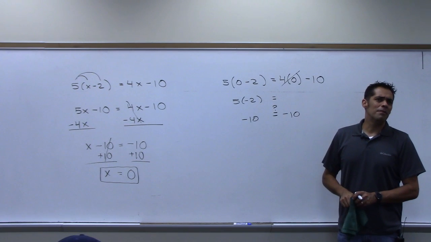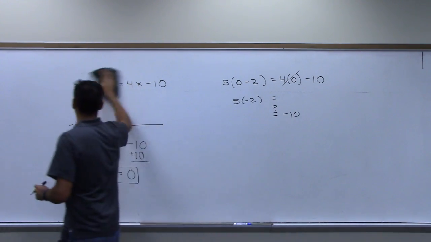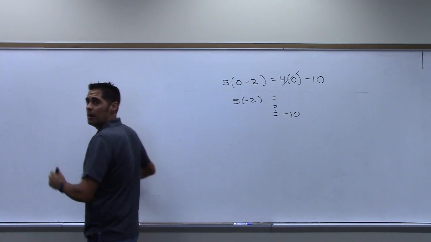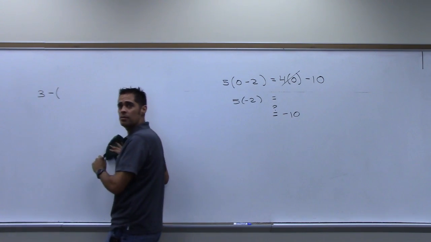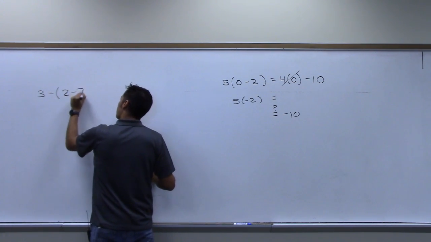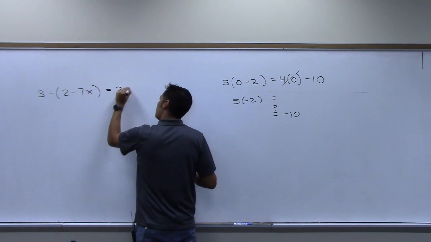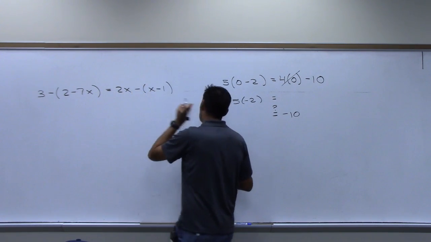Let's do number 4. I think 4 is more interesting than 3. All right, so I've got 3 minus, then parentheses, 2 minus 7x, and then I have equals 2x minus parentheses x minus 1.